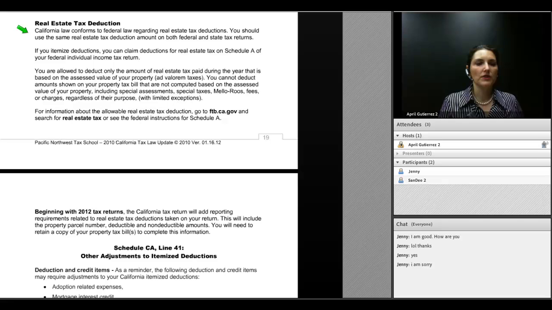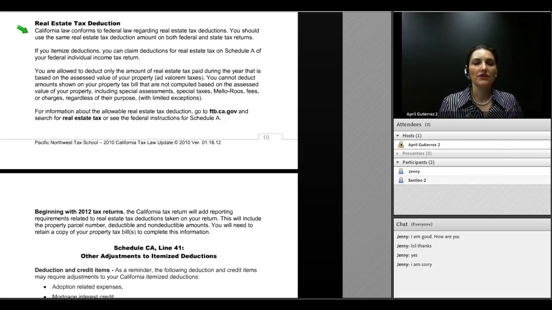Next thing we've got is a real estate tax deduction. California law conforms to federal law regarding the real estate tax deductions. So really there's no newness to the real estate tax deduction for 2011, nor is there a difference between how California and federal allow for real estate tax deductions. However, California apparently has observed that there are a number of filers who are claiming real estate tax deductions that they are not entitled to.